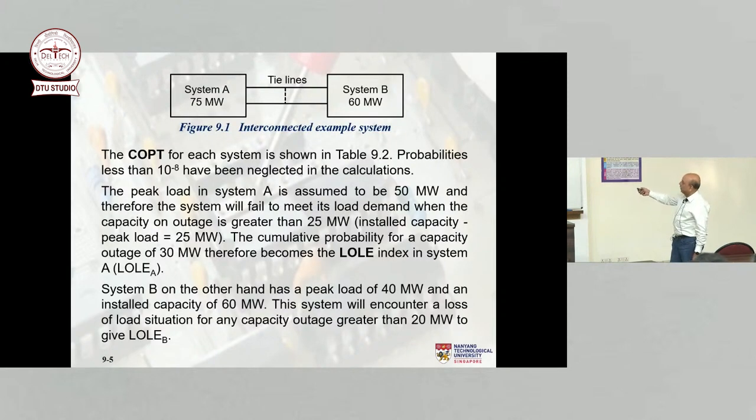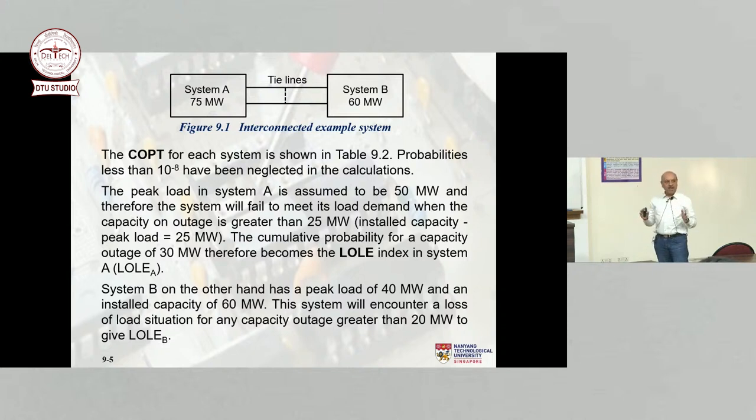So the peak load in system A is 50 megawatt. Therefore, the system will fail to meet its own load demand when the capacity on outage is greater than 25, isn't it? The installed capacity is 75, peak load is 50. So whenever we lose more than 25 megawatt, we have loss of load. I mean, we have established that already, right? The definition of loss of load.